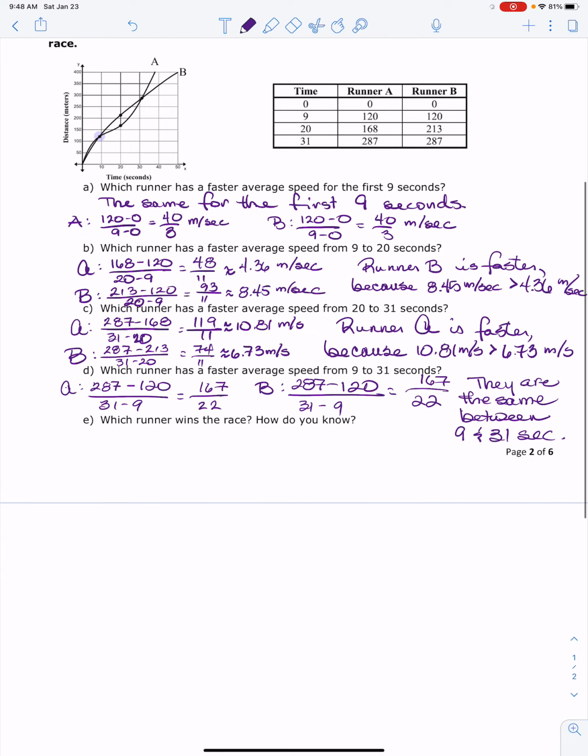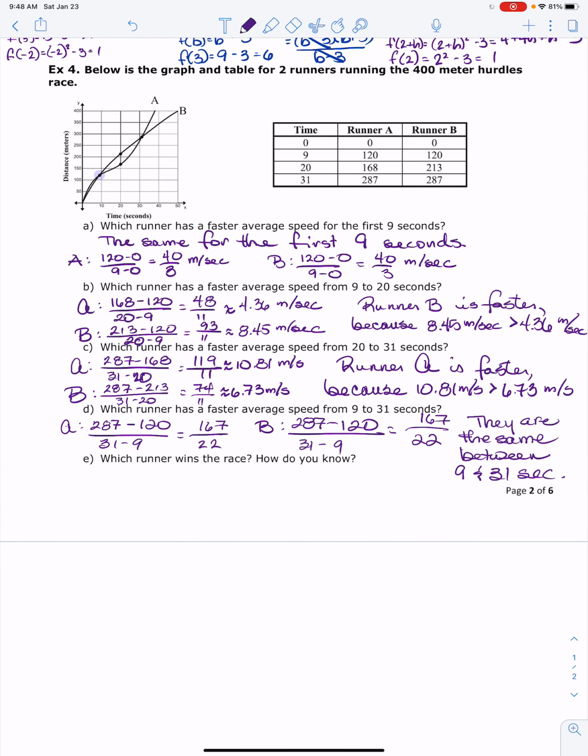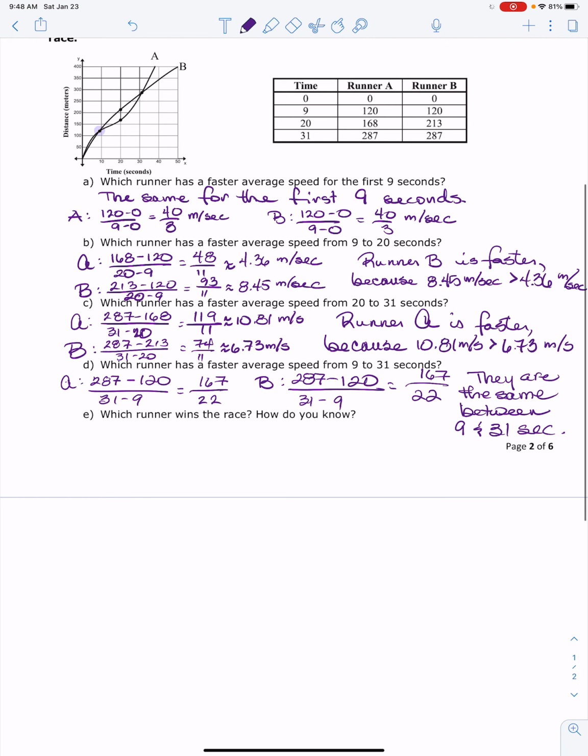Which runner wins the race? So we don't have the table going to that 400 meters. We're going to have to take a look at the graph. Notice that A hits that 400 meters, that Y equals 400, faster than B does. So A hits it at closer to 38 seconds. B is looking closer to 50 seconds. So A gets to 400 meters sooner, based on the graph.